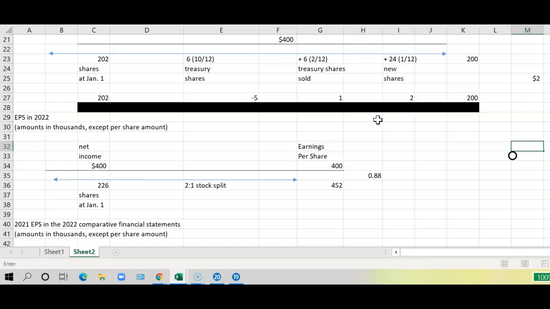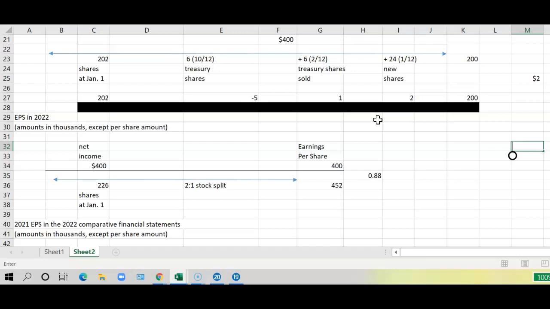Just like a stock split or stock dividend issued, it is assumed it goes back to the beginning of the year and would recalculate all stock activity until the stock split or stock dividend occurred. This also holds true in comparative statements. Here we have 2021 and 2022 information, the income statement information, as well as the shares information.